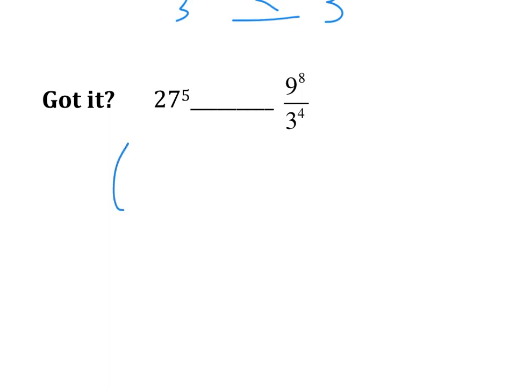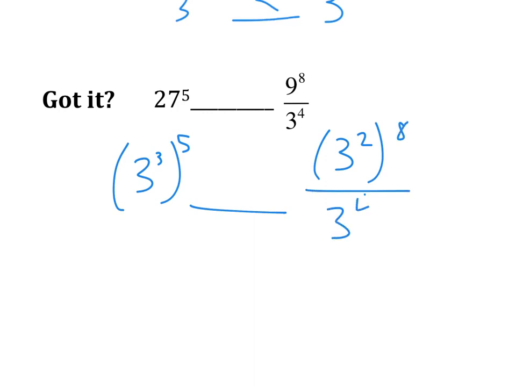Well, 3 to the what power equals 27? 3 to the first is 3. 3 squared is 9. 3 to the third power is 27. So I'm going to rewrite 27 as 3 to the third power. And 3 squared is 9, so I'm going to rewrite 9 as 3 squared raised to the 8th power, divided by 3 to the 4th. That one doesn't change because it already has the lowest possible base of 3 that we're trying to convert all the others to. So let's continue simplifying the left side.